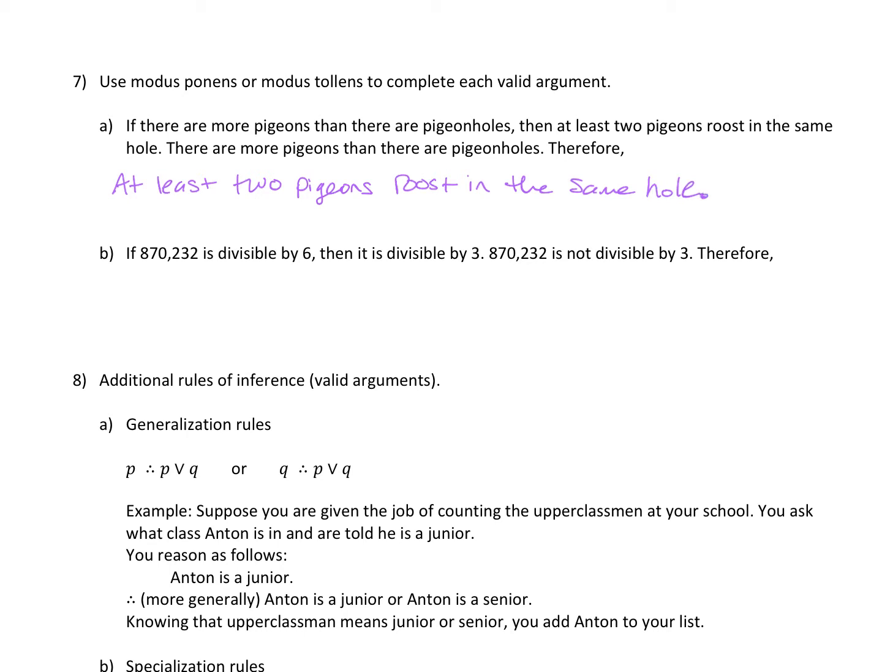Okay, and then modus tollens says if 870,232 is divisible by 6, then it is divisible by 3. 870,232 is not divisible by 3. Therefore, 870,232 is not divisible by 6.